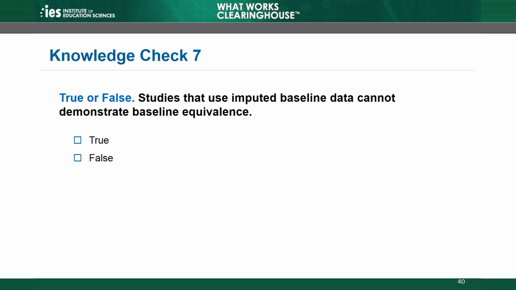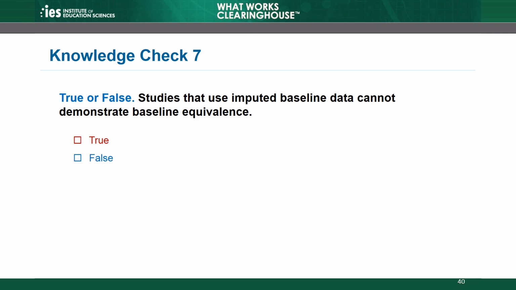Knowledge check 7. True or false? Studies that use imputed baseline data cannot demonstrate baseline equivalence. This statement is false. Although studies cannot use the imputed baseline data to demonstrate equivalence, there are ways for them to demonstrate equivalence. If the imputed baseline data are only for non-required measures, then the study doesn't need to use imputed data to demonstrate equivalence.